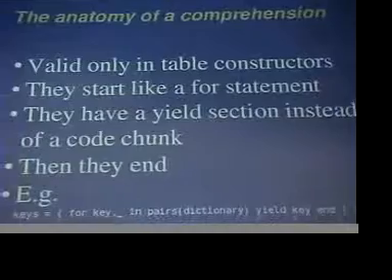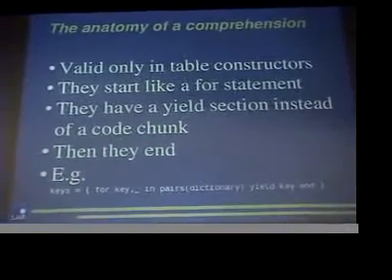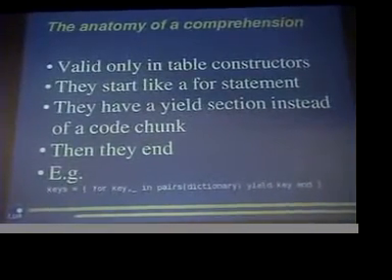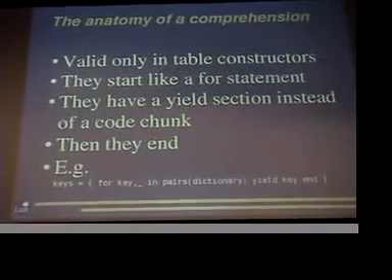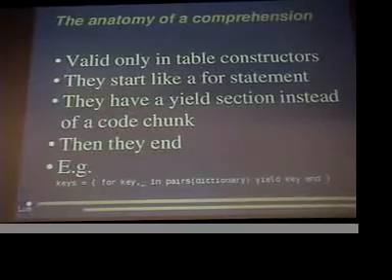They're valid only in table constructors. They start a bit like a for statement. They have a yield section instead of a code chunk, and then they end. For example, keys is for key, comma, something in pairs dictionary yield key. Bit more wordy than Python, and presumably a lot more wordy than Haskell, which just probably uses a pling or something. But I feel the right way round. Rather than expression for variable list in iterator if condition, you get for variable list in iterator yield a bunch of stuff.